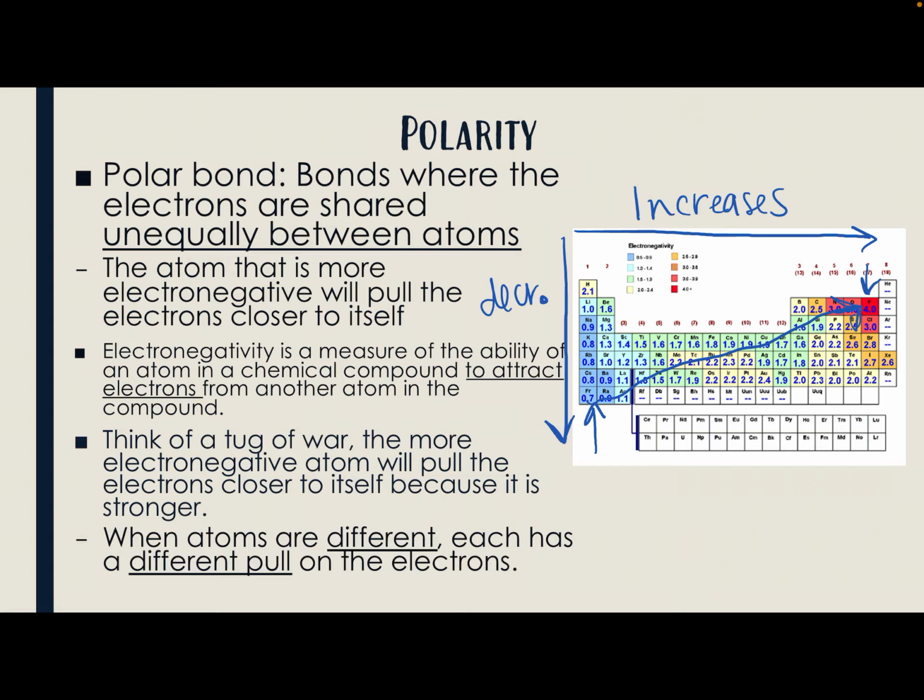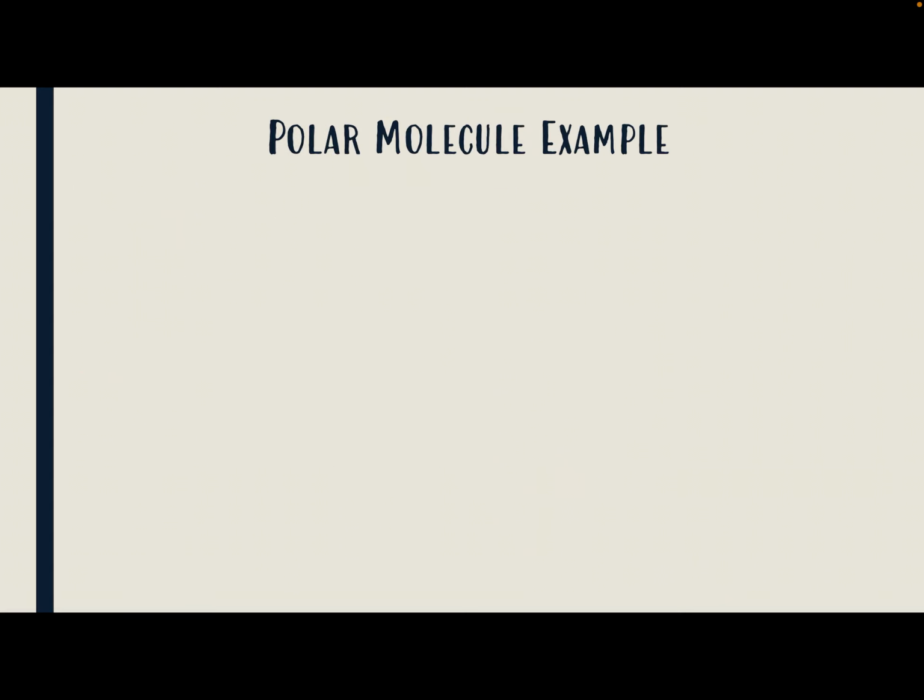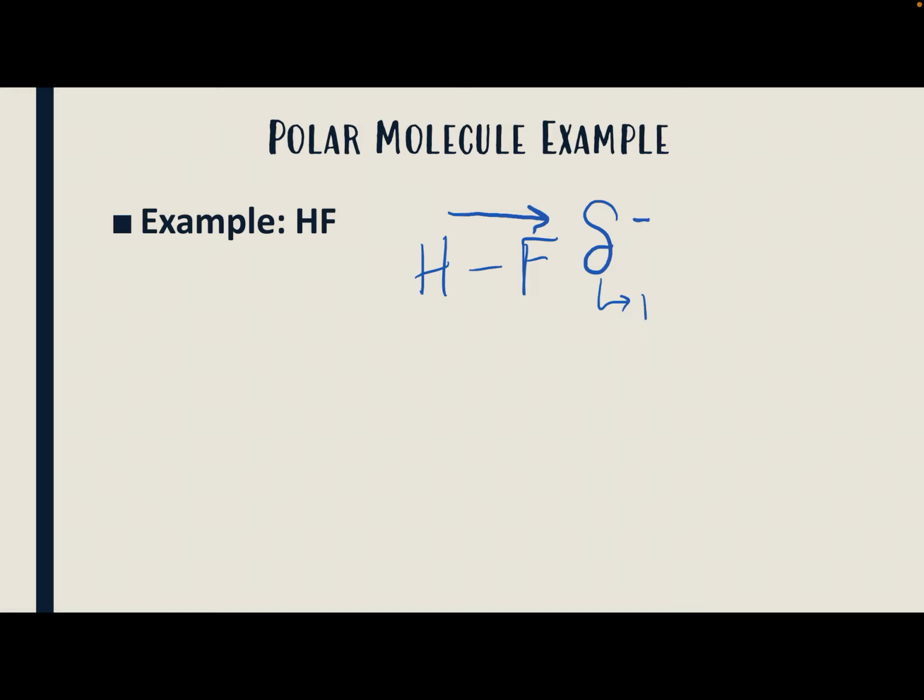When atoms are different, each has a different pull on the electrons. So here's a polar molecule example. We have HF, okay? I'm just going to go ahead and draw all these structures for time's sake. Here we have hydrogen fluoride. Fluorine, like I said, is the most electronegative element. So fluorine is going to pull the electrons towards itself. It's stronger. It's going to pull the electrons away from hydrogen. What that does is it gives fluorine a partial negative charge. And that S-looking thing means partial, okay?